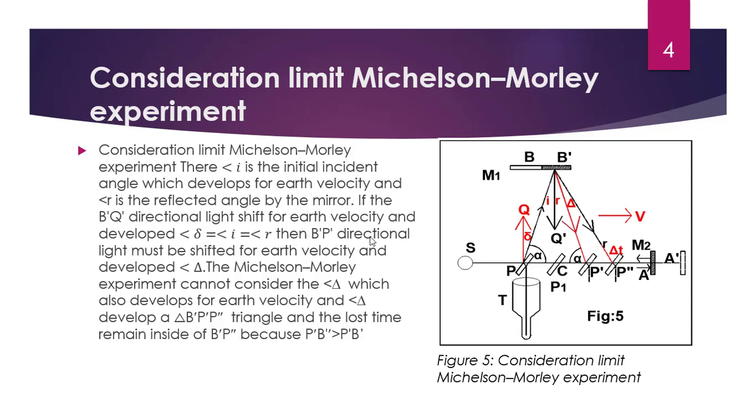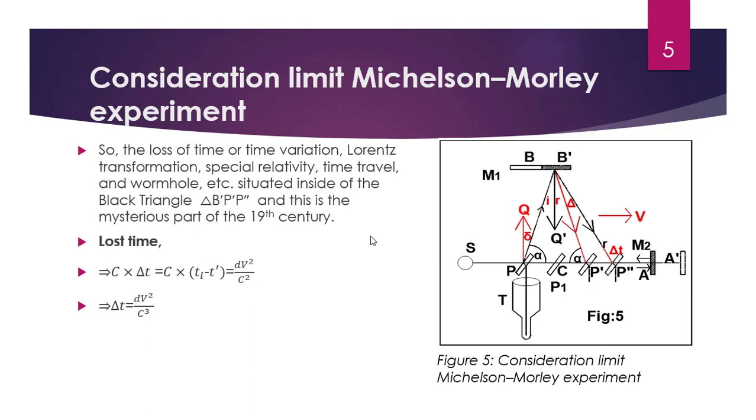Let's go to the next slide. So the lost times or time variation, lost times for special relativity theory, time period and wormhole, it is situated inside of the black triangle. In this paper I put down the name as black triangle. Del P dash, P dash and P double dash. Del B dash, P dash and P double dash. Triangle B dash, P dash and P double dash, and this is the mistake part of the 19th century.